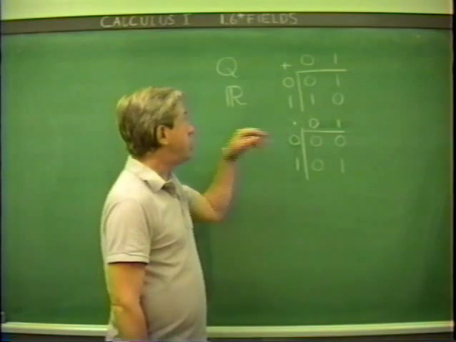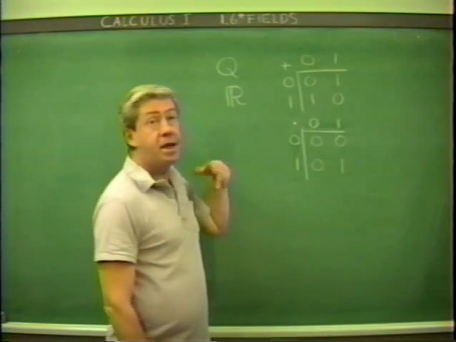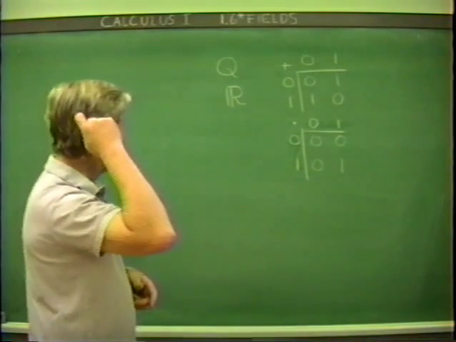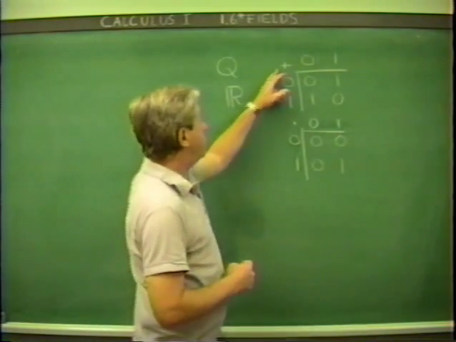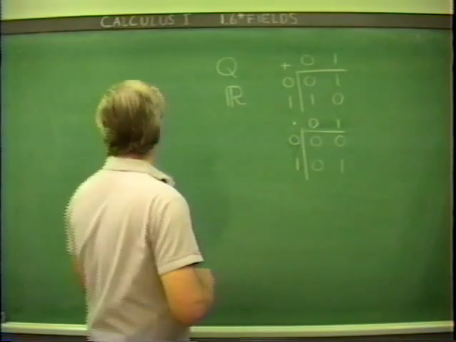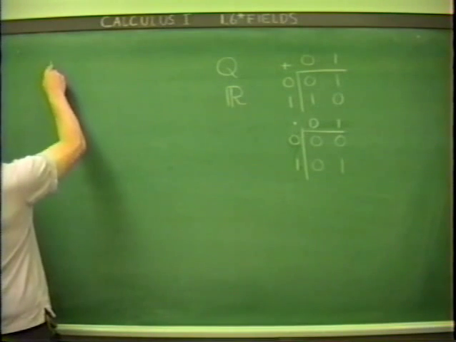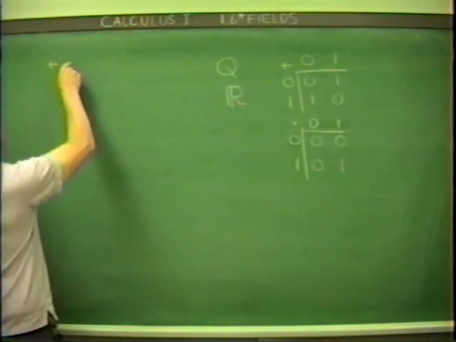Okay. You can check that this addition and this multiplication for these numbers satisfies all 11 field axioms. And so consequently that this is a field. Right? This is the field of addition and multiplication modulo 2. Well, there are others.